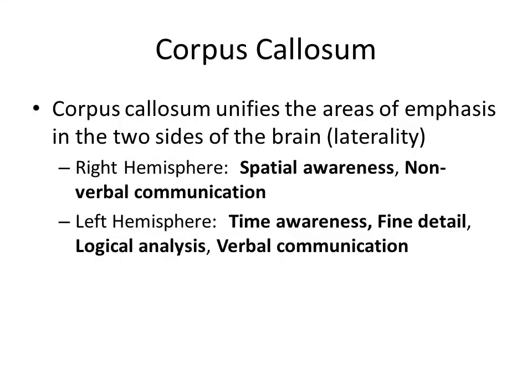While there are many features that are shared between the two hemispheres, for instance, both hemispheres have a primary motor cortex, which is primarily responsible for voluntary motor control of the contralateral side of the body, there are some areas that are more emphasized in one hemisphere than the other. So the hemisphere is said to be dominant for these particular types of features. For example, the right hemisphere is dominant for spatial awareness and nonverbal communication, while your left hemisphere is more dominant for verbal communication, logical analysis and math, time awareness, and attention to fine detail.